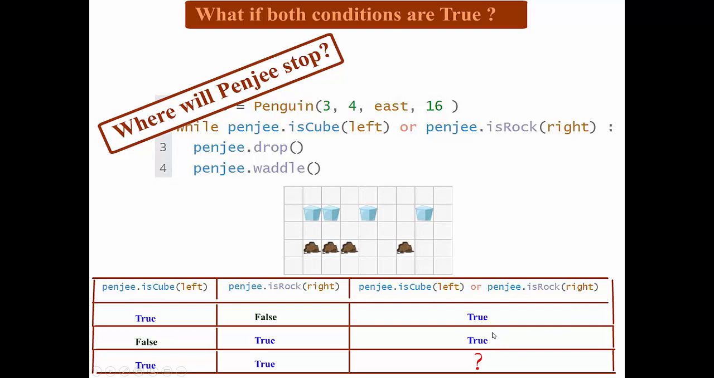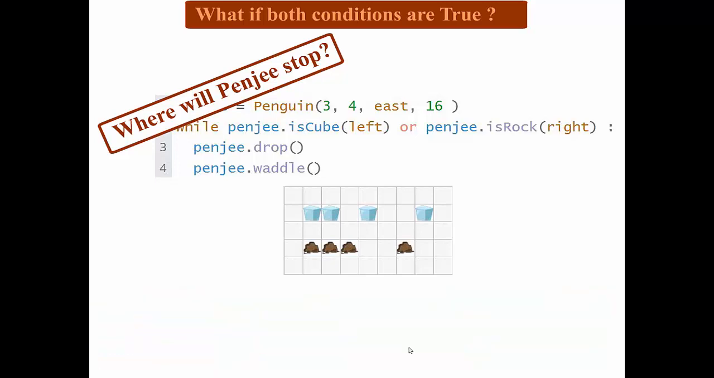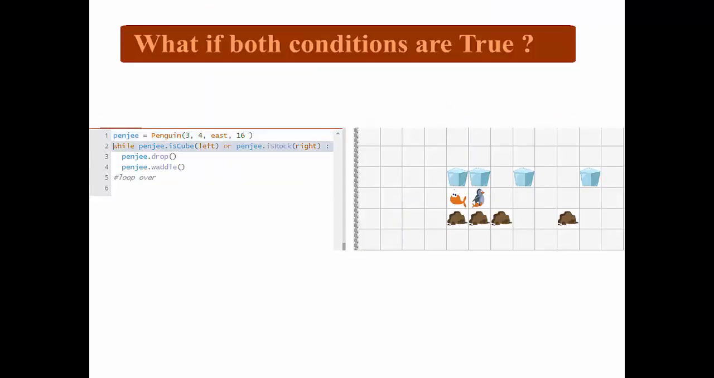Now, what about this? What if both conditions are true? What if is cube left is true, is rock right is true? Do you think the entire statement will end up being true or false? There's an easy way to find out. We're going to check it out with the program. We can answer that question right now with this map. You can see that is cube left is going to be true, is rock right is going to be true, and if the penguin drops and waddles here, then we know that if both conditions are true, the whole or statement is true. And let's see what happens when we run this code. And yes, it is true.